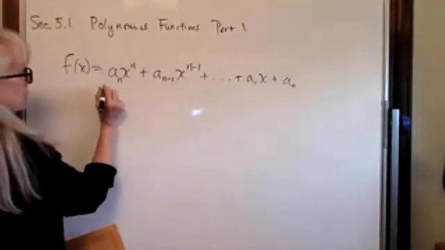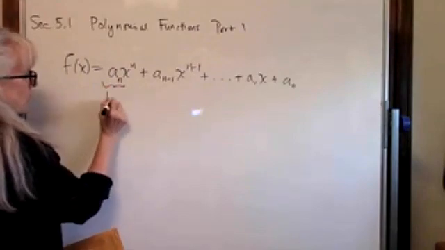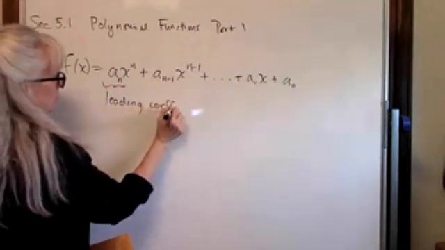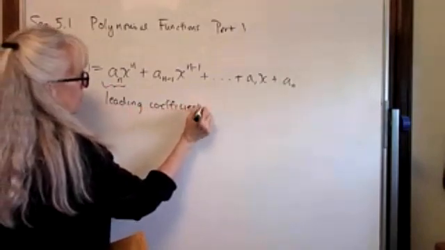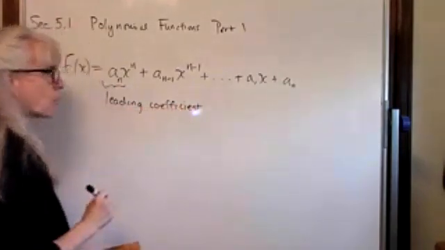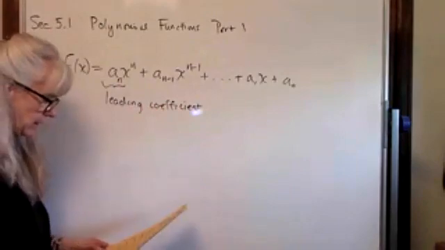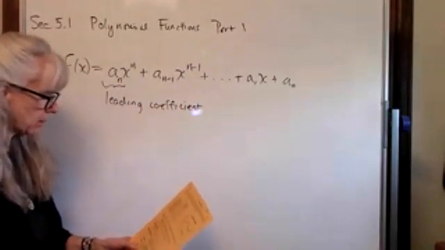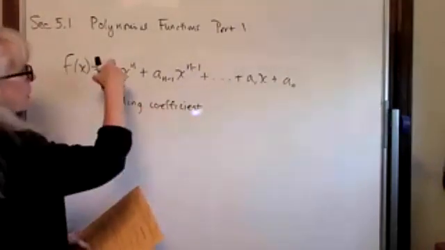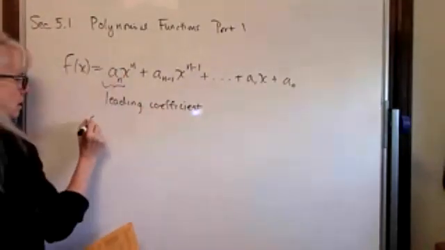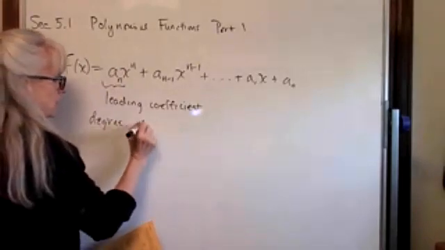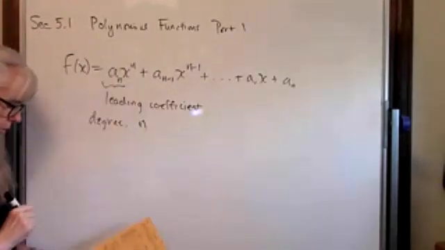A sub n is going to be the leading coefficient. It is the coefficient on the highest power of x. The degree of the polynomial function is the highest power of x that appears in the polynomial. The degree of this polynomial would be degree n. And we'll do some practice here in just a minute. So this would be an nth degree polynomial.